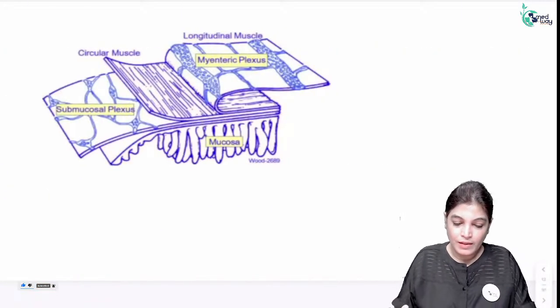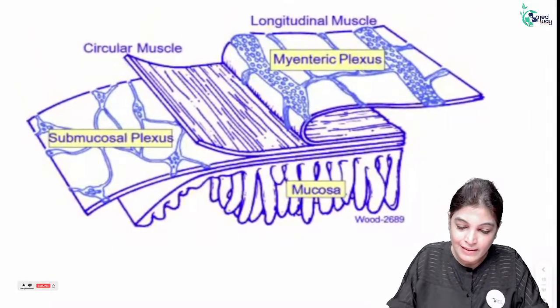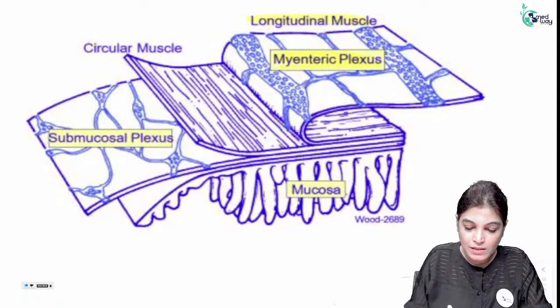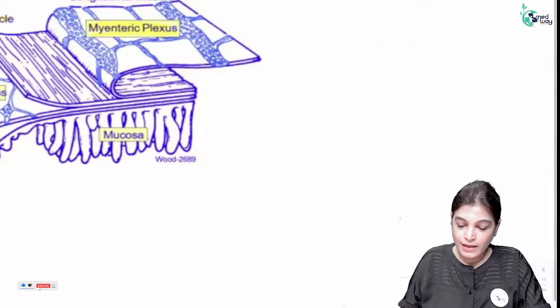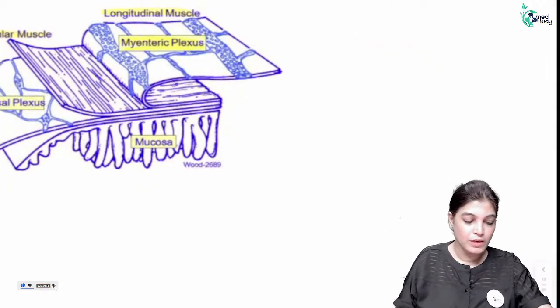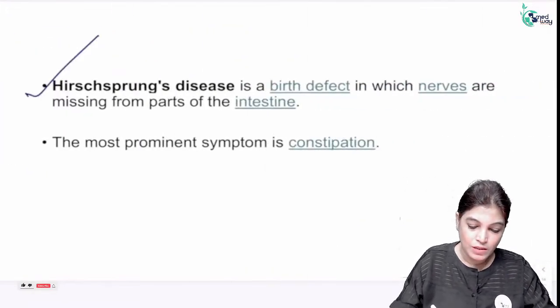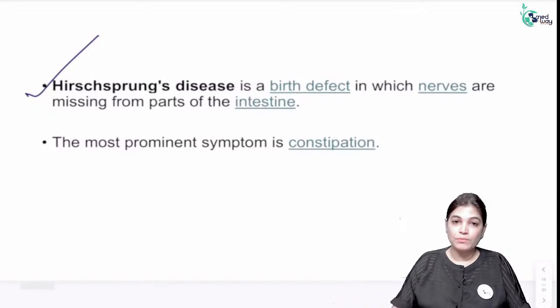Here I just want to show you the schematic diagram in which you can see the location of the myenteric nerve plexus. This is the myenteric nerve plexus, which is located between the longitudinal muscle coat and the circular muscle coat. Now, we will have one more image where I would like to give more details. So, what about the condition? Hirschsprung disease is a birth defect where the nerves are missing from the intestine, and the most prominent symptom the baby will have is constipation.